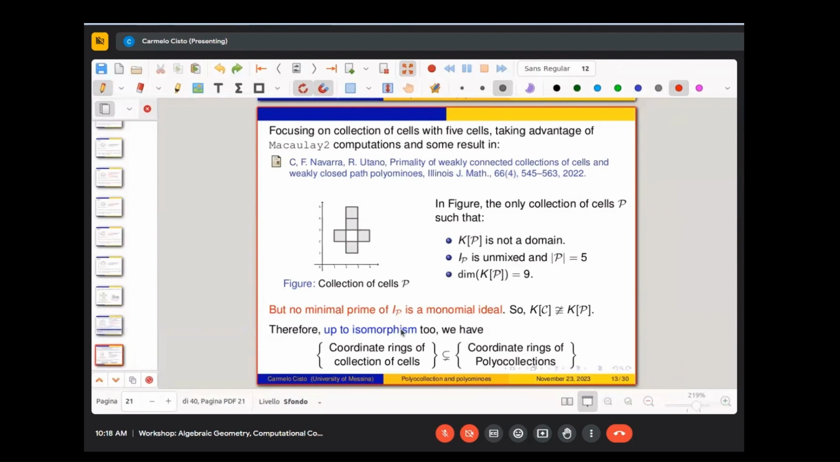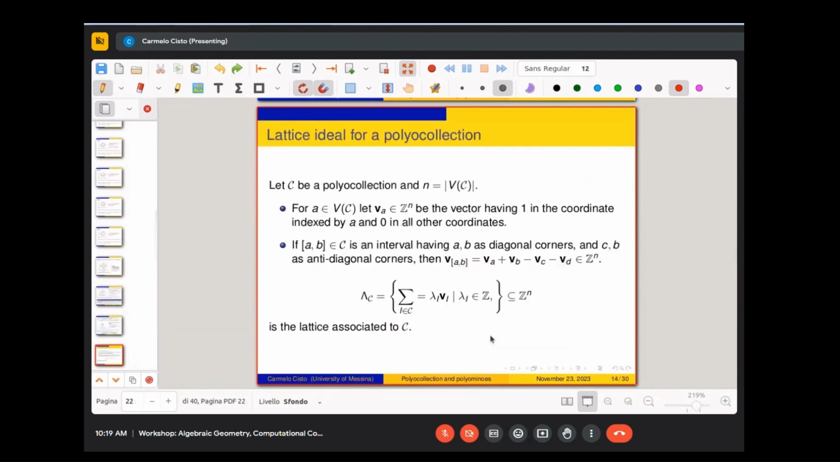So roughly speaking, the set of coordinate rings of collections of cells is strictly smaller than the set of coordinate rings of polyomino collections, also up to isomorphism. So the introduction of polyomino collections is like introducing a more general class of coordinate rings. Okay, so in order to give some insight about primary decomposition, we need to consider the lattice ideal. So I introduce this construction briefly.